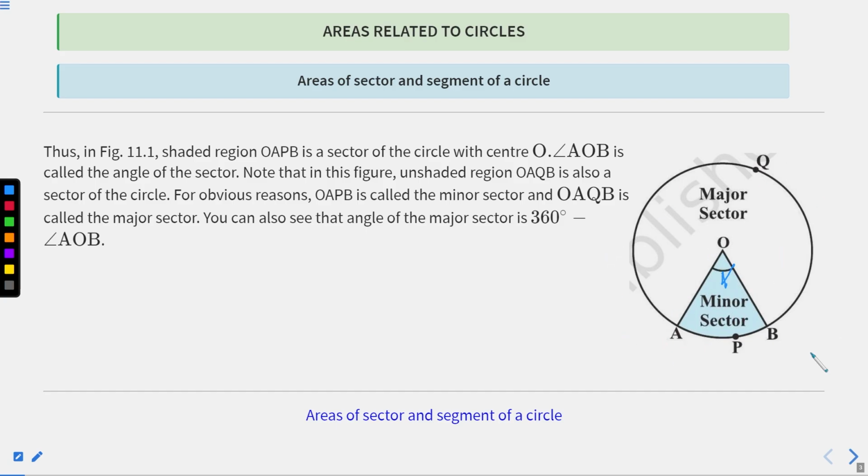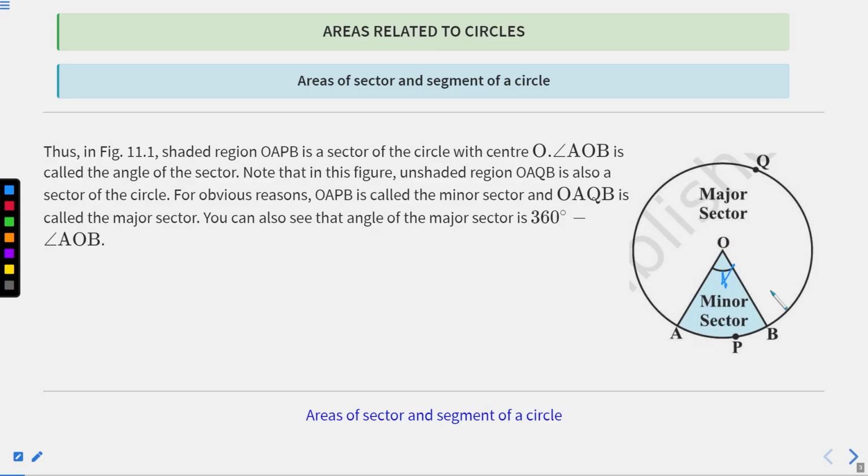OAQB is also a sector of the circle, and for obvious reasons the sector OAPB is called the minor sector and the sector OAQB is called the major sector. Minor means smaller and major means bigger. This sector is small in size with respect to the other sector, so it is called the minor sector, and the sector OAQB is called the major sector.